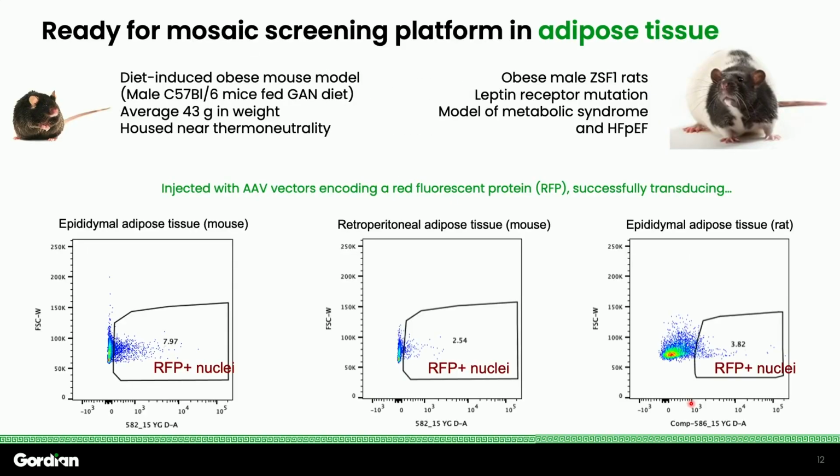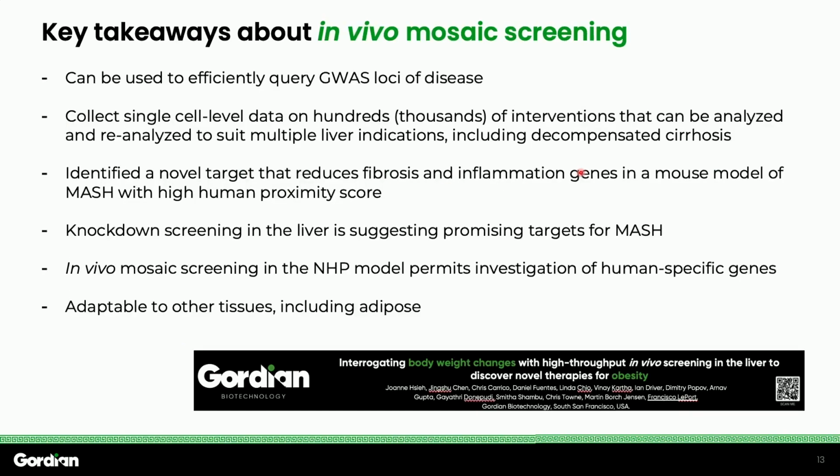And last data slide, we've adapted this to adipose tissue. We've successfully transduced multiple adipose depots in both mice and rats. And I'm in talks with Wake Forest, and it seems like we can also do this in monkeys without, again, killing the monkey. So proof of concept screening data should be available in just over a month, so stay tuned.